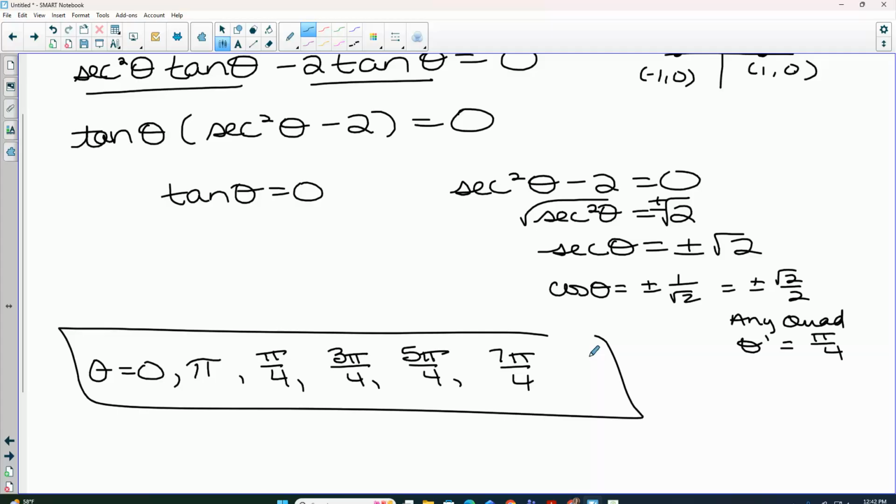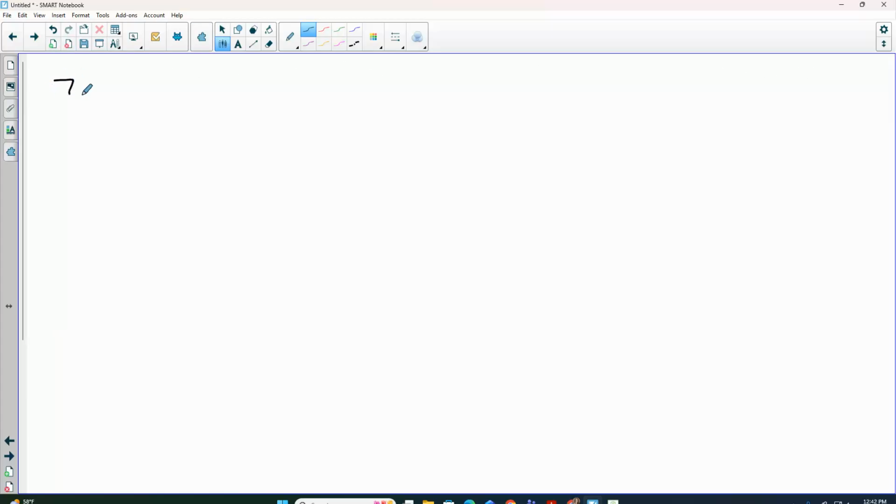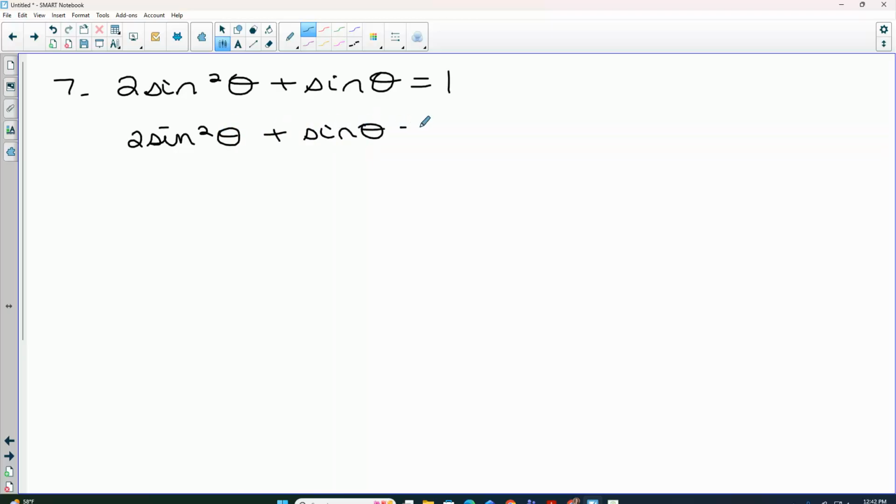All right, question number 7. Okay, so this one, I have a sine squared, I have a sine, I have a 1. This is like a quadratic, isn't it? Any quadratic equation, you always set it equal to 0 to start. The only difference is instead of x, my variable is sine.